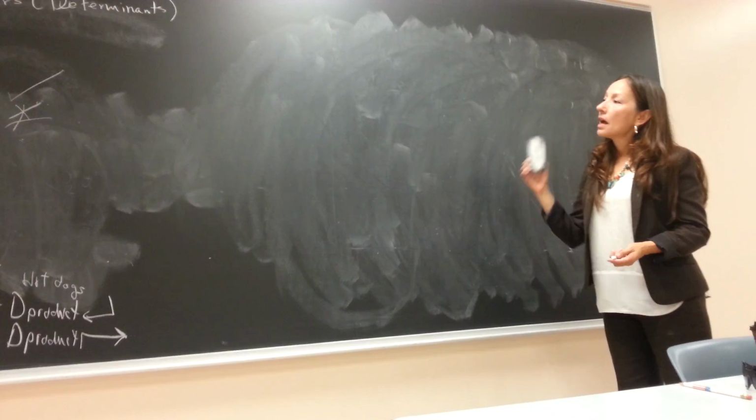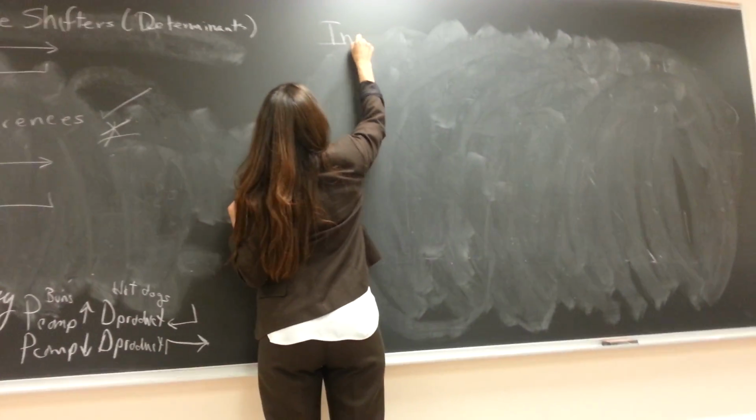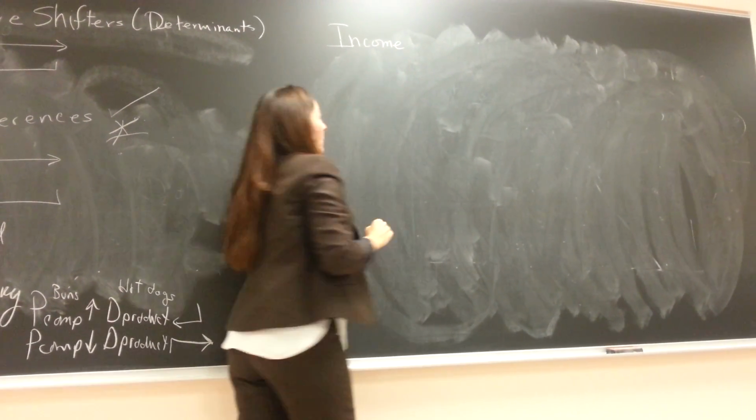Okay. Another thing that's going to shift the demand curve is income. Under income, we have two key categories.